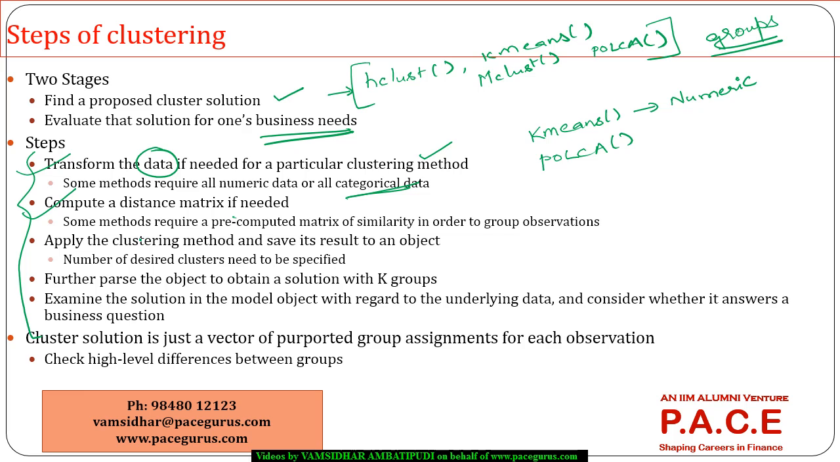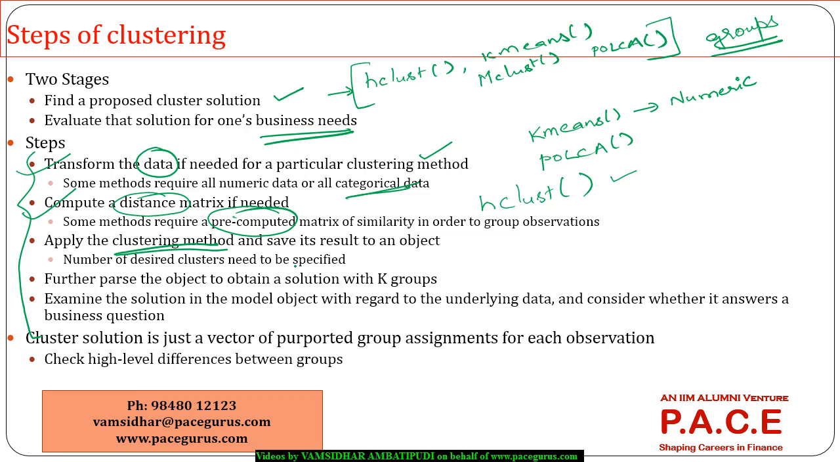Second, compute a distance matrix if needed. Some methods typically require a distance matrix as the input. We'll see this when we discuss hierarchical clustering, which requires a pre-computed distance matrix that captures the similarities and distances between the observations. So if such pre-computation is required before we apply our clustering, we have to go ahead with that as one of the steps.